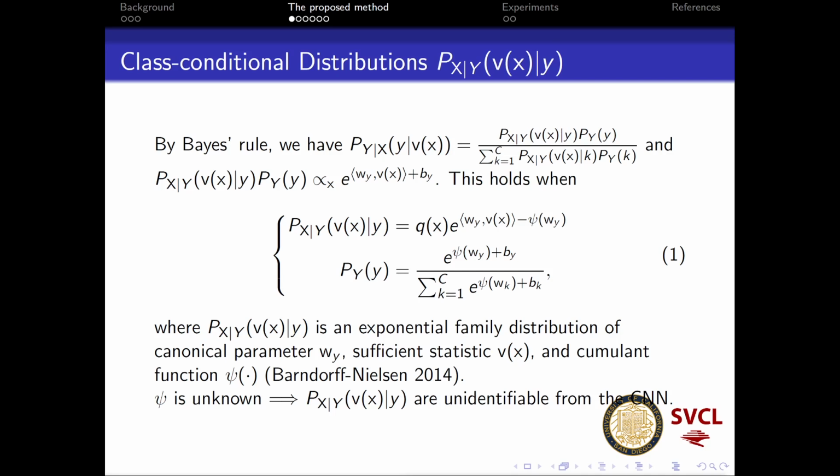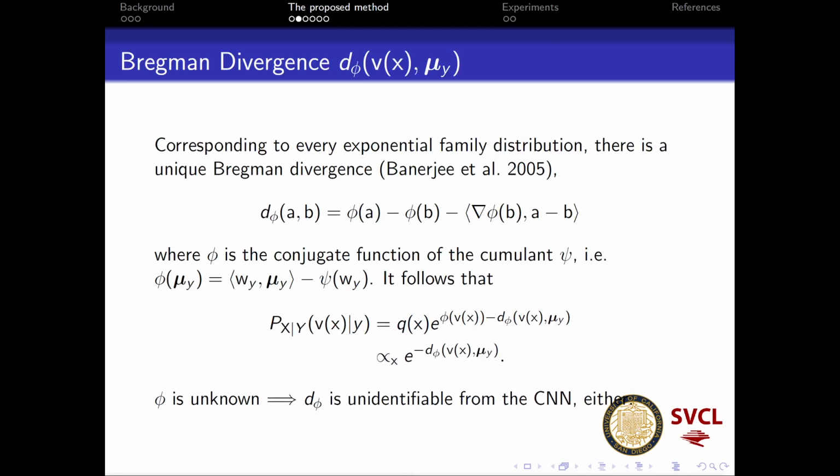However, simply given the sufficient statistics and canonical parameters, we cannot identify an exponential family distribution. For every exponential family distribution, there is a unique Bregman divergence, and its probability density can be expressed with this Bregman divergence. Hence, for exponential family distributions, using Bregman divergence for novelty detection is equivalent to using the class conditional probability. However, for the same reason, this Bregman divergence is unidentifiable either.